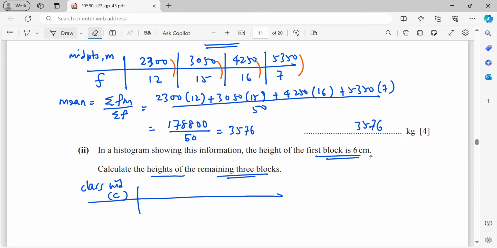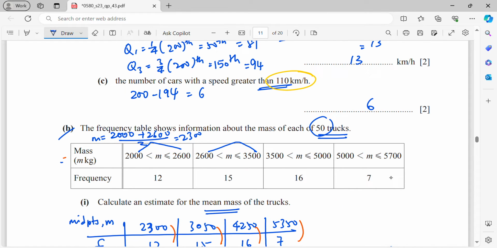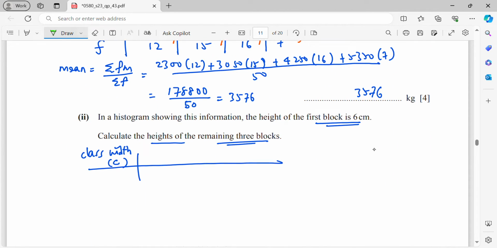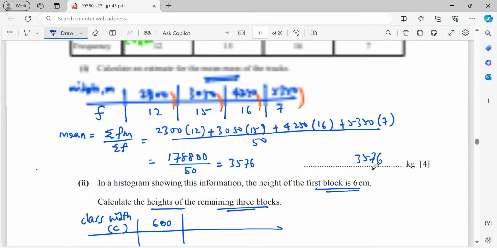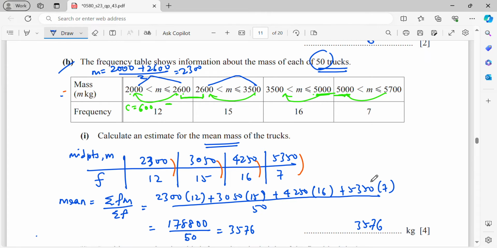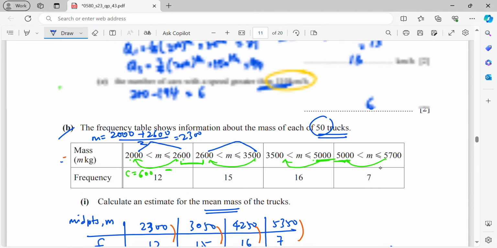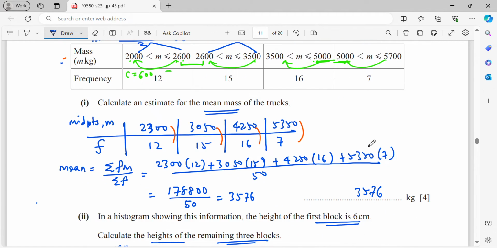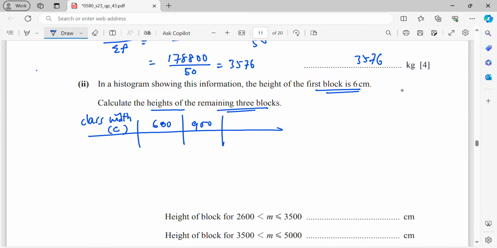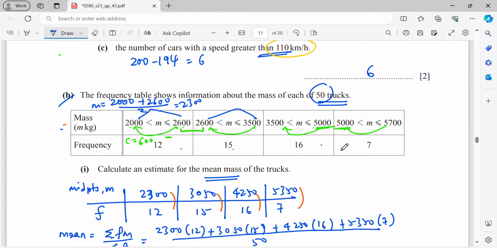So now, to get class width, we need to get the boundaries. Okay, how to get the boundaries is the average of these two numbers. You are getting back the same values because you are given the same values. So now the class width is just upper boundary minus lower boundary. So I will be getting 600. Right, my C is 600 because you subtract. Then the next one, same method, just subtract because the limits are the same. Then the next class, 3,500 minus 2,600, it will be 900. Okay, then this is 5,000 minus 3,500, it will be 1,500. And the last one will be 700. Then now we need the frequency F. So frequency is 12, 15, 16, 7. Just copy.